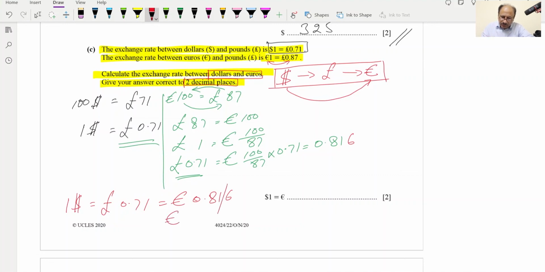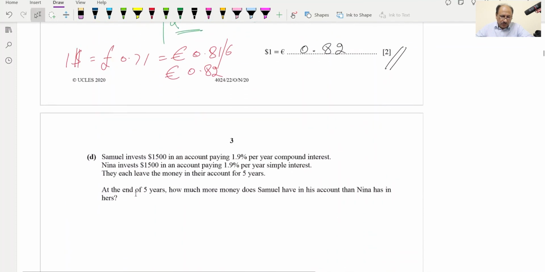So our answer will be euro 0.82, and we can provide the final answer as 0.82. This is a 2 marks question. Hopefully you understood each and everything. Let us move to question number 2.